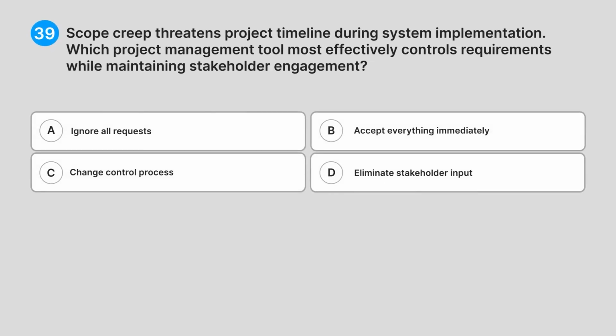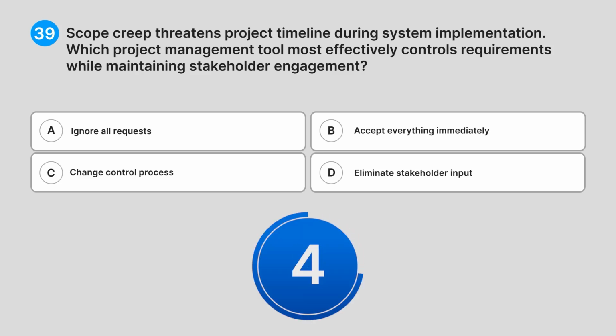39. Scope creep threatens project timeline during system implementation. Which project management tool most effectively controls requirements while maintaining stakeholder engagement? A. Ignore all requests. B. Accept everything immediately. C. Change control process. D. Eliminate stakeholder input. Can you guess the answer?